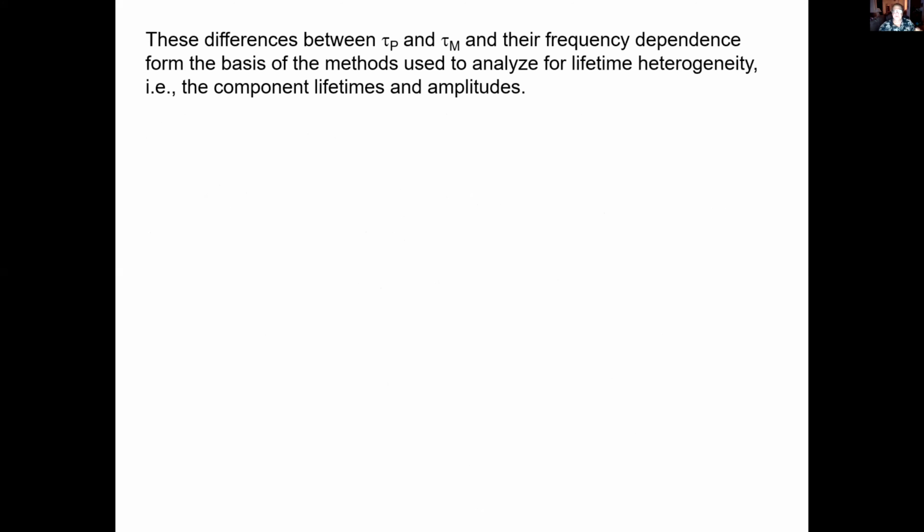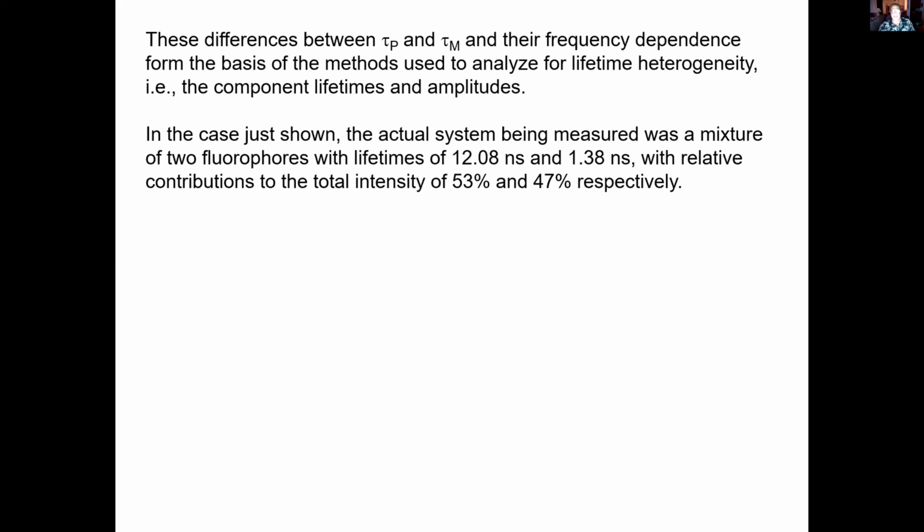Well, it's the difference between these tau phase and tau modulations with frequencies that forms the basis of the methods used to analyze for the lifetime heterogeneity. In other words, what are the lifetime components and what are their relative amplitudes? Now, in the case I just showed, the actual system being measured was a mixture of two fluorophores, which I mixed in the lab, of 12.08 nanoseconds and 1.38 nanoseconds. And the relative contributions to the total intensity were 53% and 47% respectively.